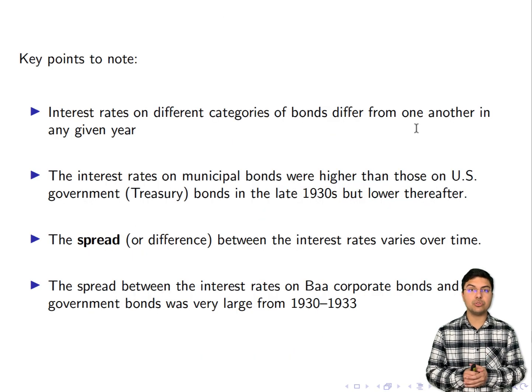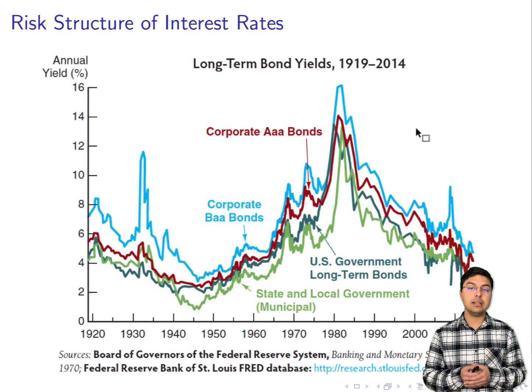Now, the third key point to note is that the spread, or the difference, between the interest rate on any 2 different asset classes varies over time. Again, we can go back and see that the difference between, for example, corporate BAA rated bonds and the municipal bonds has not been constant across all these years. It has been changing over time, right?